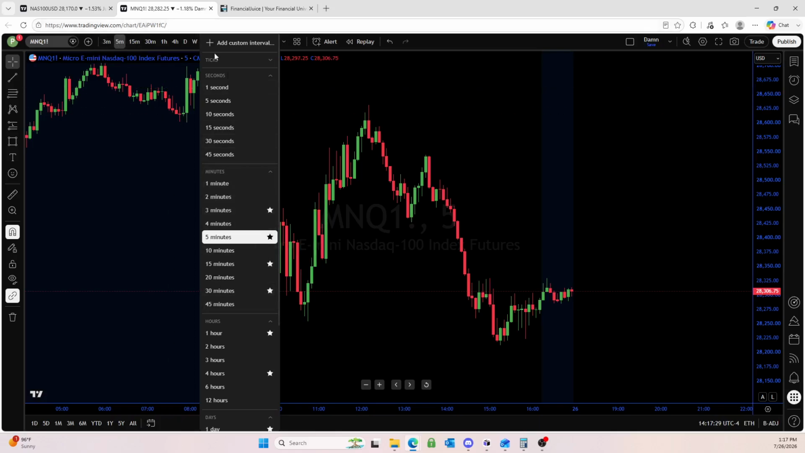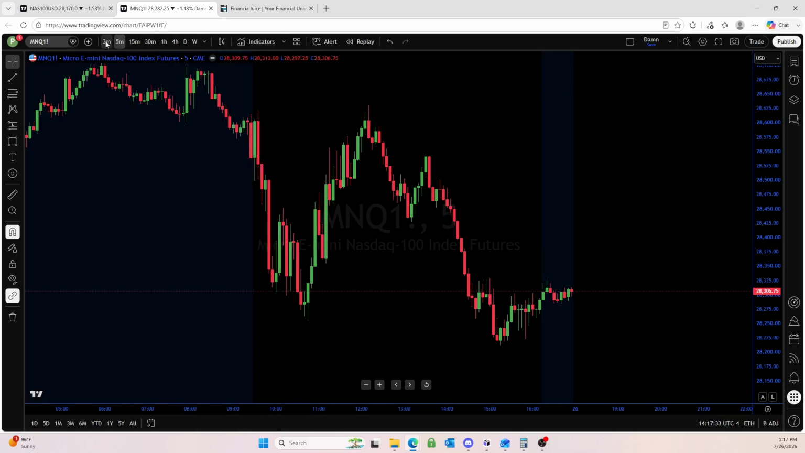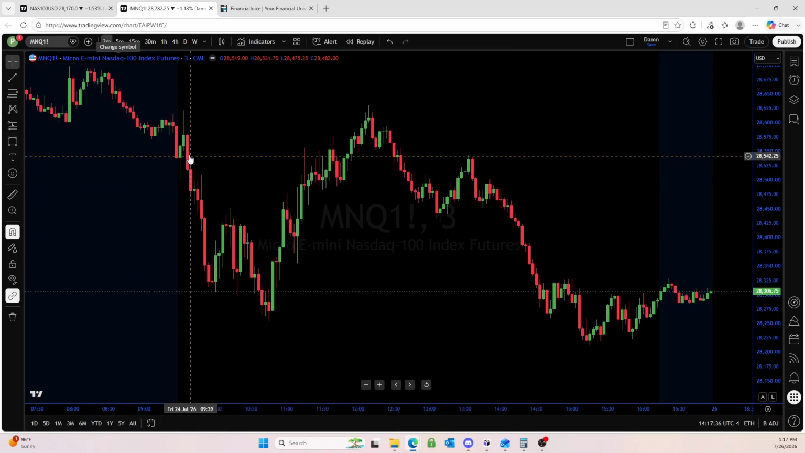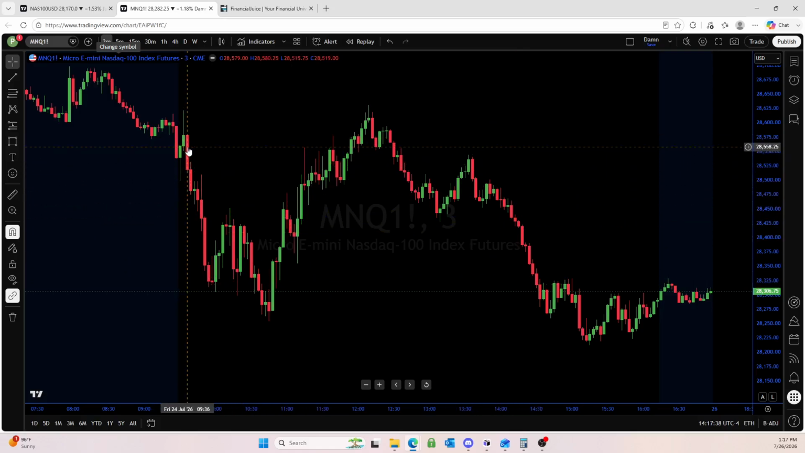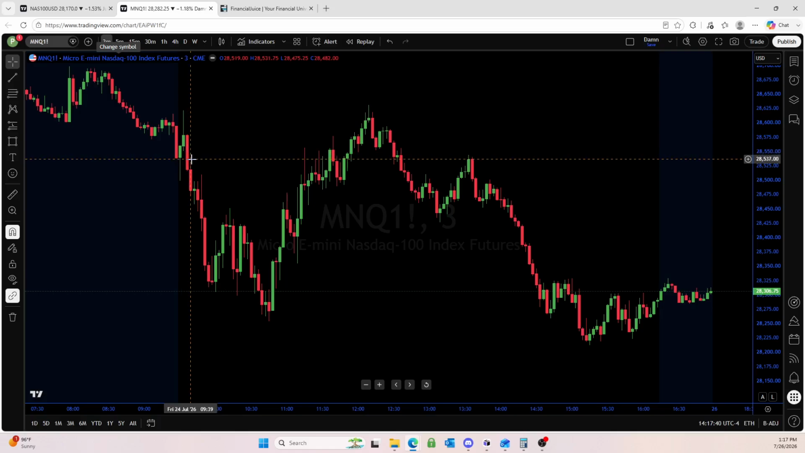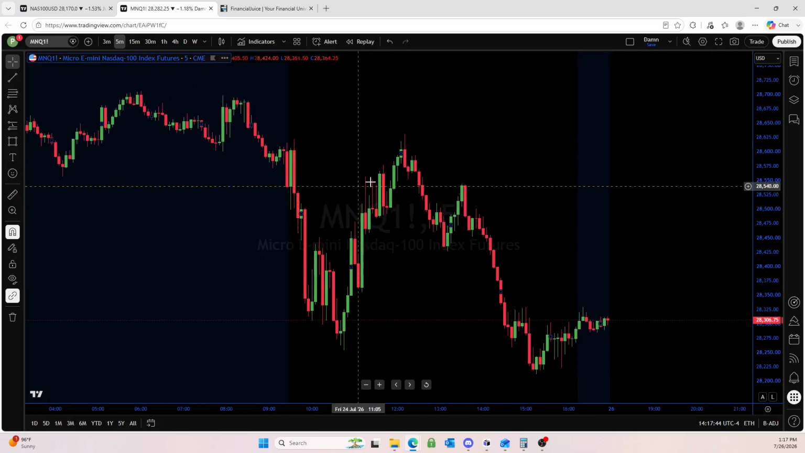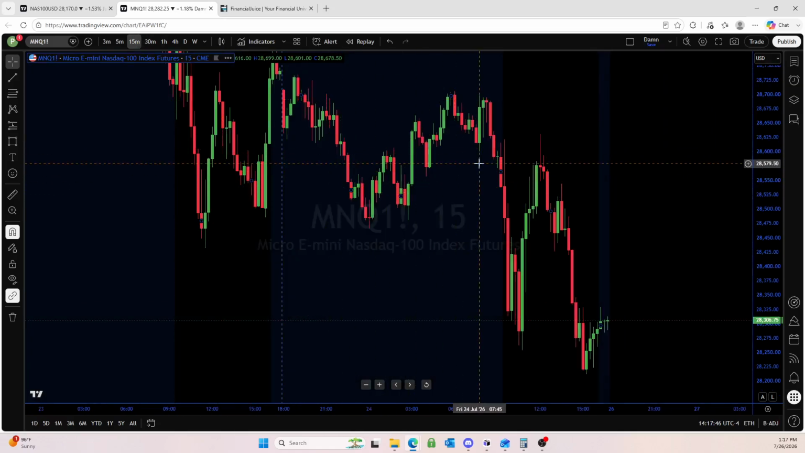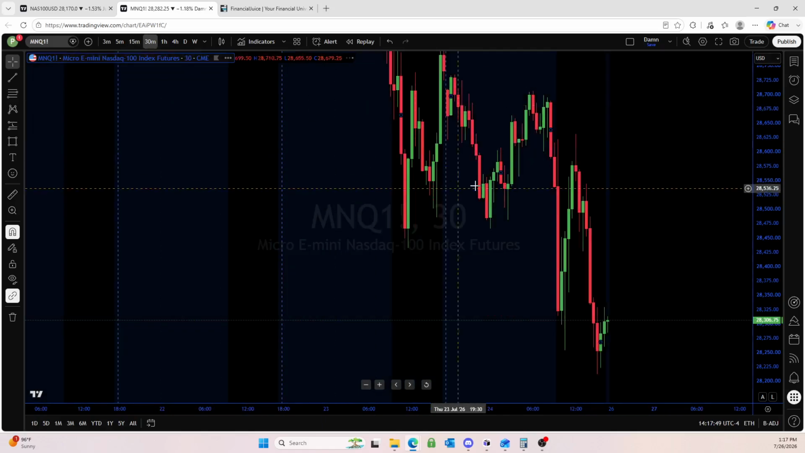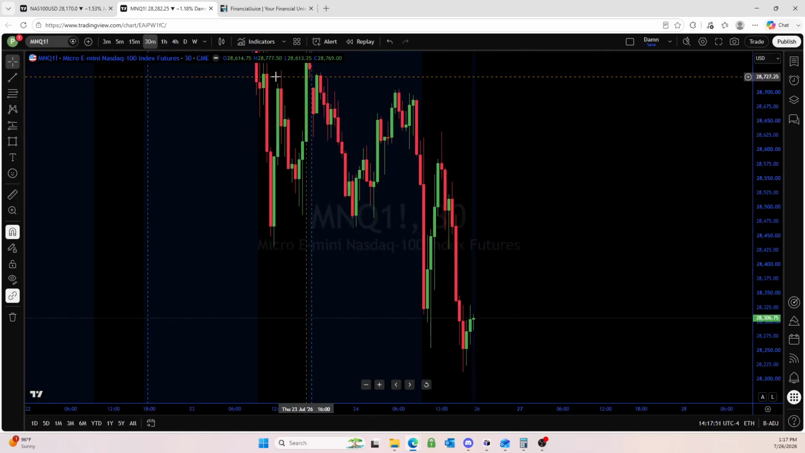So once you favorite it, it comes into your favorite column right here. So that way, if you click on the 3-minute, now every single candle in here is a 3-minute candle, and so on and so forth. So go to the 5-minute, all these are 5-minute candles. Now these are 15-minute candles. Now these are 30-minute candles, all right?